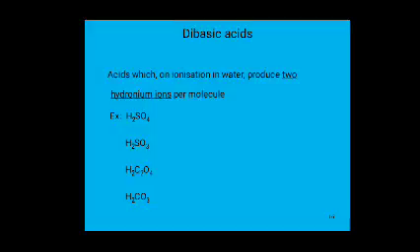Acids which on ionization in water produce two hydronium ions per molecule are called dibasic acids, like H2SO4, H2SO3, H2C2O4, H2CO3. When these acids dissociate in aqueous solution, they produce two hydrogen ions, so they are called dibasic acids.